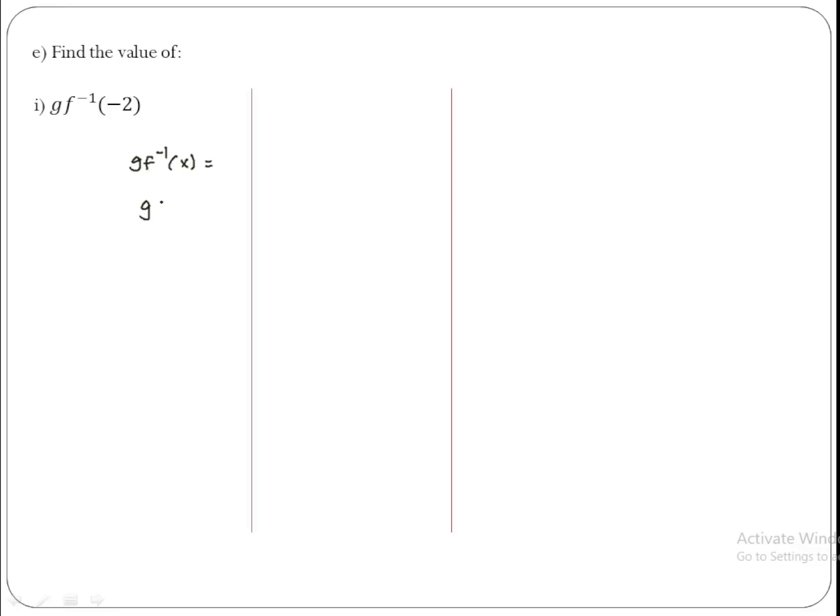So g of f inverse of x, just now we have found f inverse is 2 times x minus 5. So what would be the g value? It's 4 times x. Here x is 2 times x minus 5, and minus 2 by 5. This is our g. Then let me distribute 4 and 2 to the quantity x minus 5. So 8x minus 40, minus 2 by 5. Then we can simplify the negative 2 by 5 and negative 40. We get negative 202 by 5.